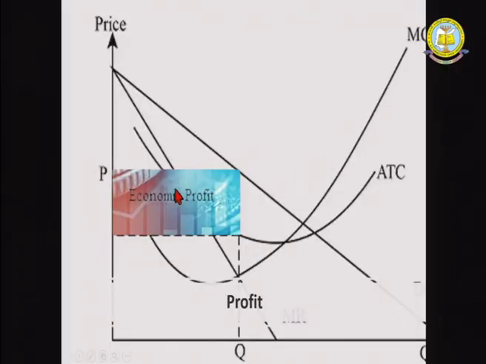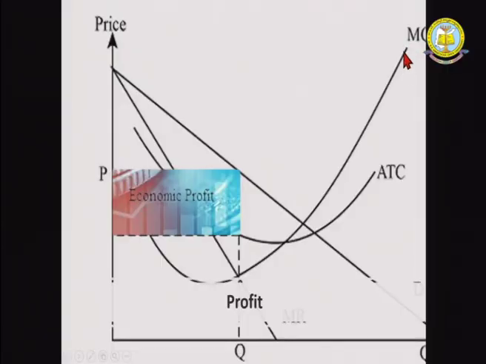There is a marginal cost curve which I have discussed in the previous session. There is a total cost curve, an average total cost curve, and a revenue curve like this. This is the marginal revenue curve and this is the total revenue curve. Right. Now look at this.